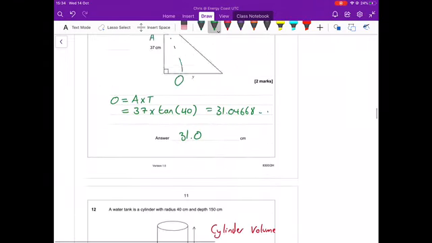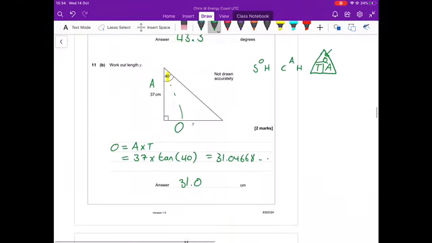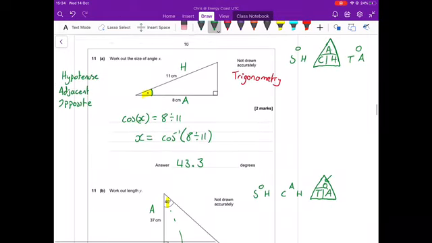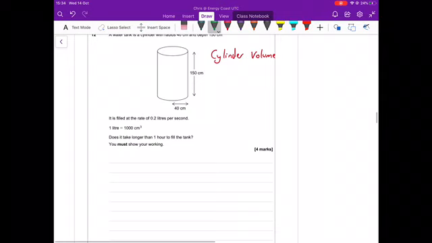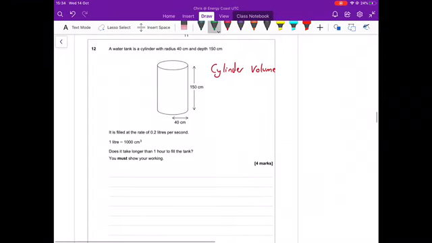Right, that's trigonometry. We haven't done it before. If that made sense, fantastic. If it didn't, don't lose any sleep over it because we will be doing it at some point, okay? Let's keep going. 12 is to do with cylinder volume, okay?